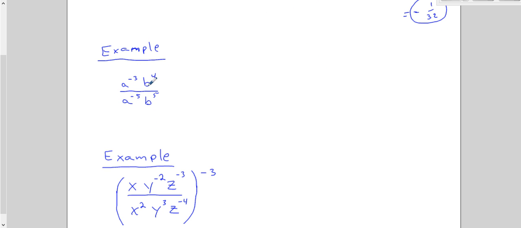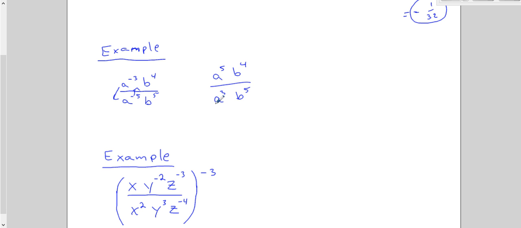Okay, we have this example. Got some negatives in here. It's getting a little bit more complex. I'm going to take these negative exponents and move them. I've got a to the negative 3. That's going to go down, so that's a to the positive 3 on the bottom. This a to the negative fifth is going to go up to be a to the positive fifth on the top. And b to the fourth and b to the fifth are going to stay where they are.